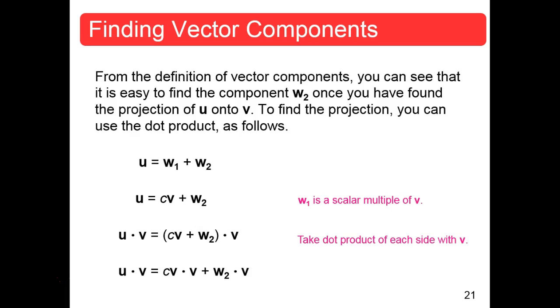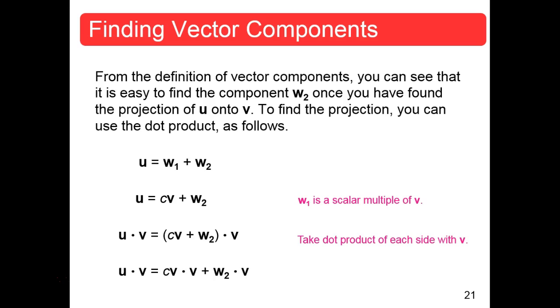Now, to me, that's not the easiest way to do it, but it is a way to do it. From the definition of vector components, you can see that it's easy to find the component W2 once you have found the projection of U onto V. To find that projection, you can use the dot product. That's why they're mentioning it now. Okay?